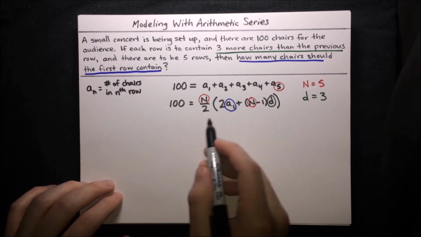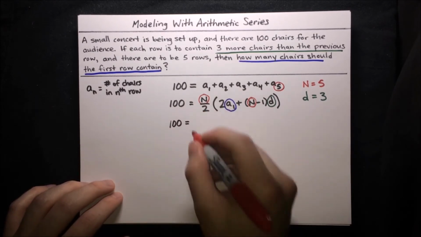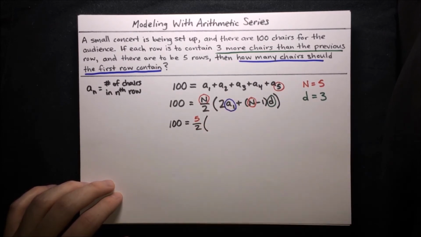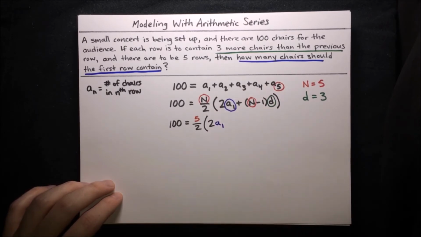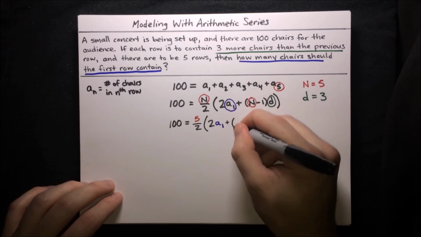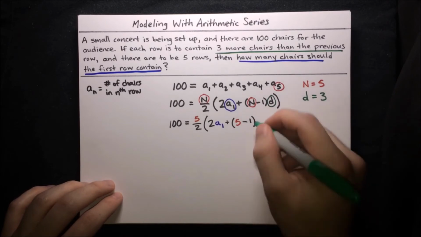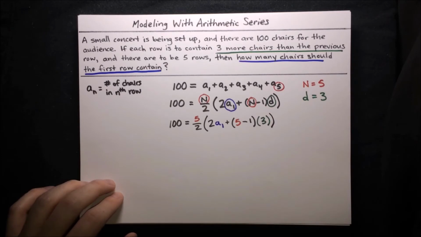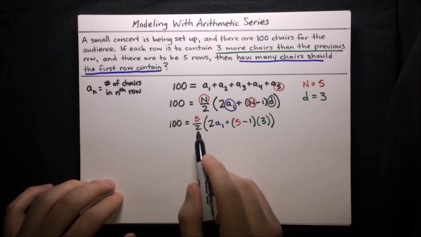Let's write this again, filling in all the information. 100 is equal to n over 2, so 5 over 2, times the quantity 2a_1. Remember, a_1 just stays because that's what we're solving for. Then plus n minus 1, so 5 minus 1, times the common difference, which is 3. And now we can just go ahead and solve for a_1. First of all, there's a fraction, so let's get rid of that fraction by multiplying both sides by 2.